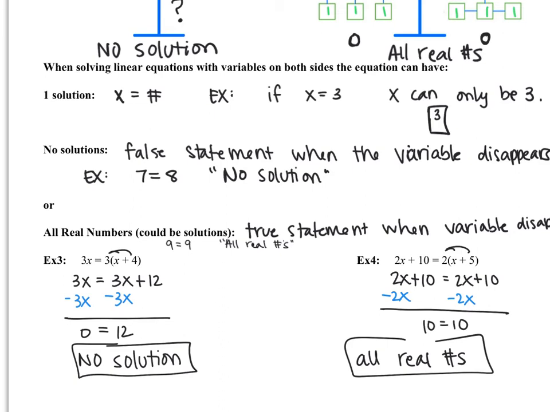Now my variable disappeared, and so that means I'm either going to have no solution or all real numbers, but since 0 and 12 are not equal, that means no solution, which means there's no value of x that could ever make this equation true.